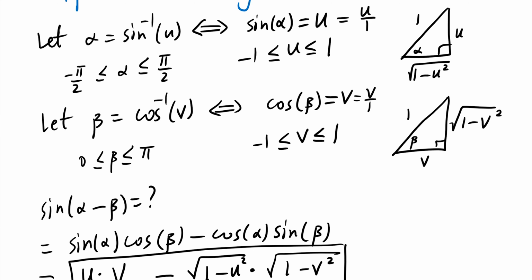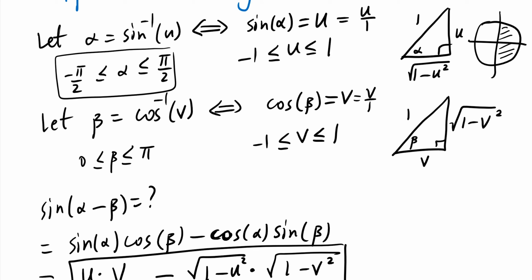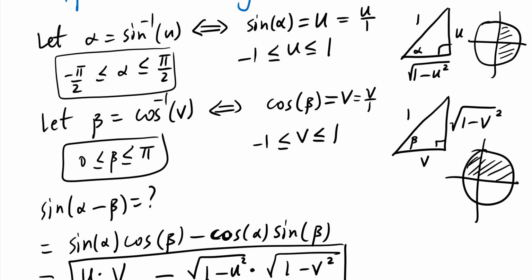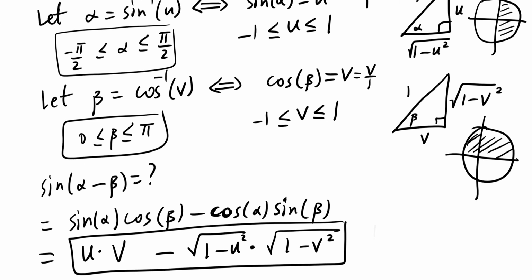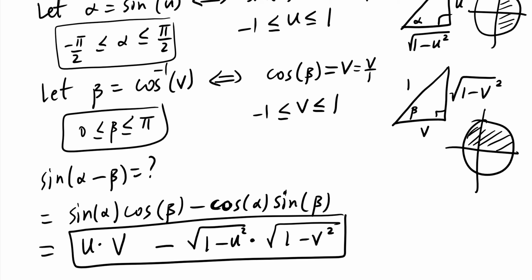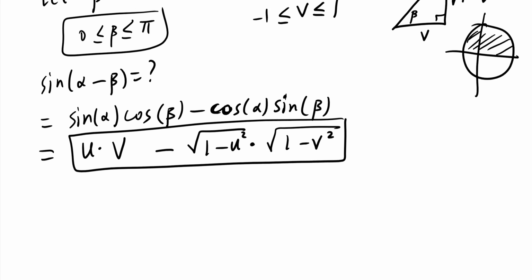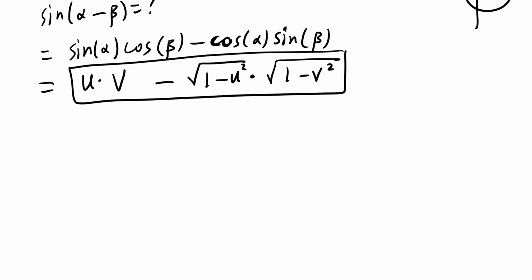Notice something here. Students might say, how do you know cosine is positive here? If we draw a circle here, alpha, notice how alpha is between negative pi over 2 to pi over 2. In these two quadrants, cosine is positive. And if we draw one for beta, beta was from 0 to pi here. In these two quadrants, sine is positive. And that's why we only use the square root of 1 minus v squared.